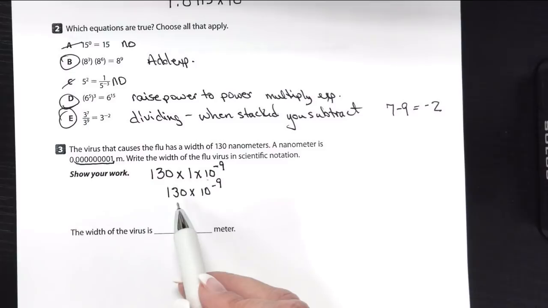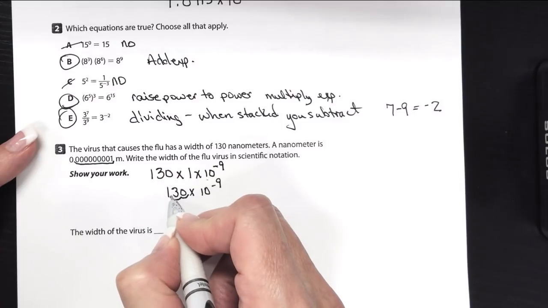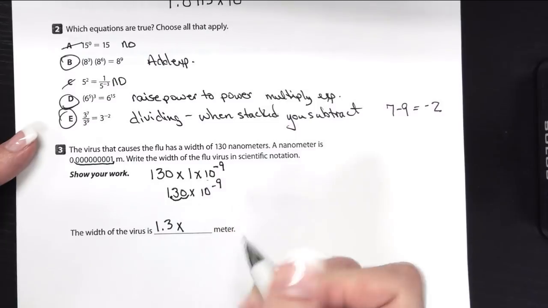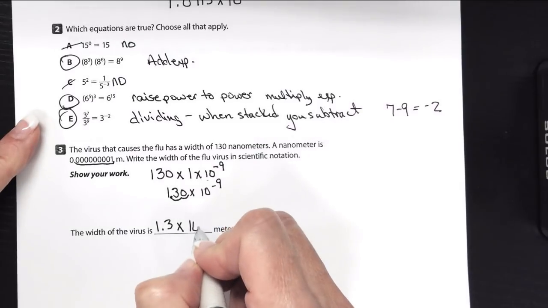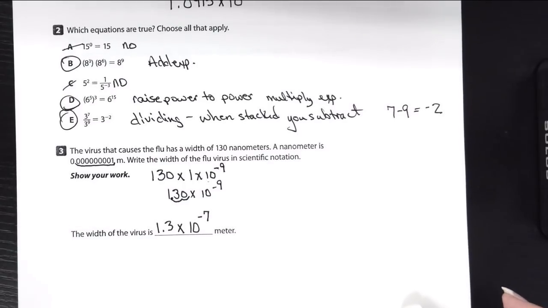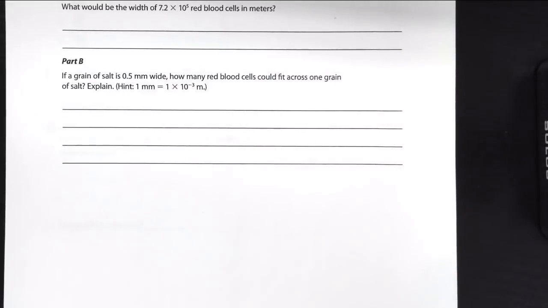No, because 130 is too large. So your decimal is here. It needs to go to the left 2 times. And we said when the decimal goes to the left, our exponent increases. So to increase -9 2 times, it will now be -7. So 1.3 times 10 to the -7. All right, next page.